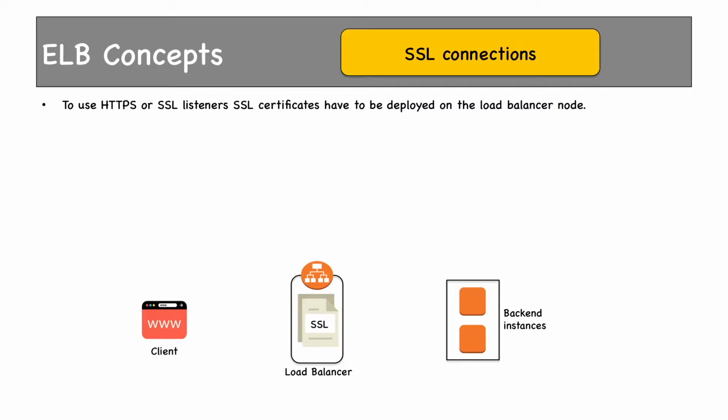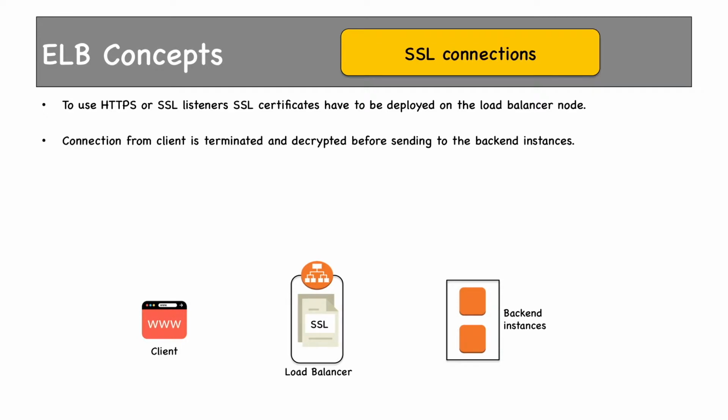AWS Certificate Manager is very well integrated with load balancers and can be used here. Connection from client is terminated and decrypted before sending it to the backend instance. When a request comes using HTTPS to the load balancer, this connection is terminated on the load balancer and a new connection is started between load balancer and backend EC2 instances.